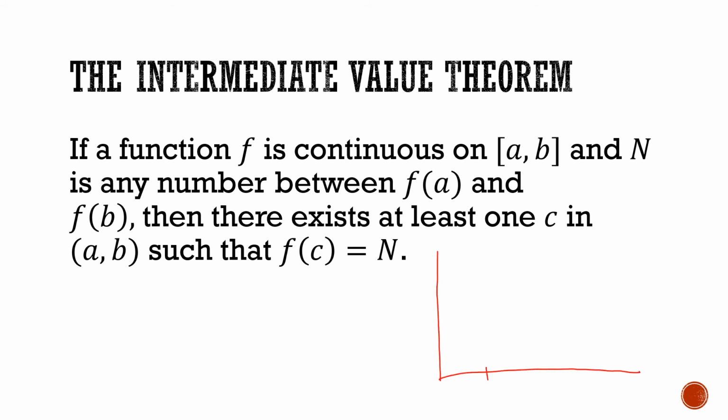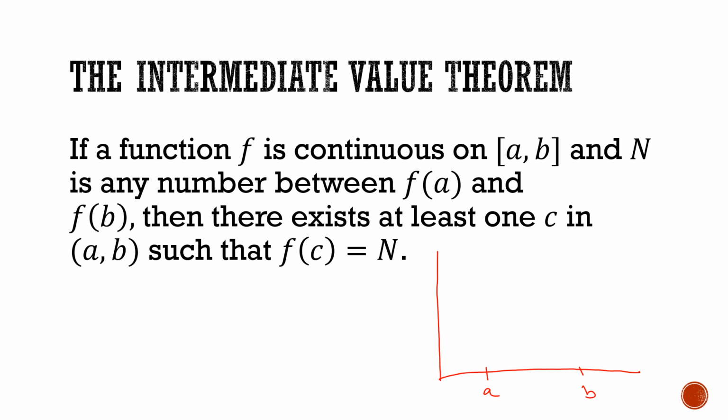So we have a and we have b. And it's continuous in that region. That's not to say that it's not continuous outside of that region. It could be discontinuous at z or k or something like that, but between a and b we know it's continuous. All right, so then we have n, some number n, between f of a and f of b.